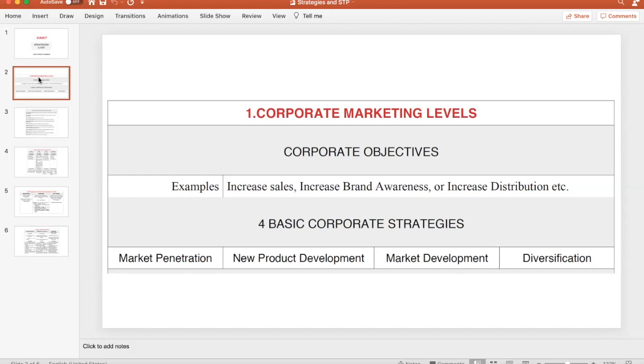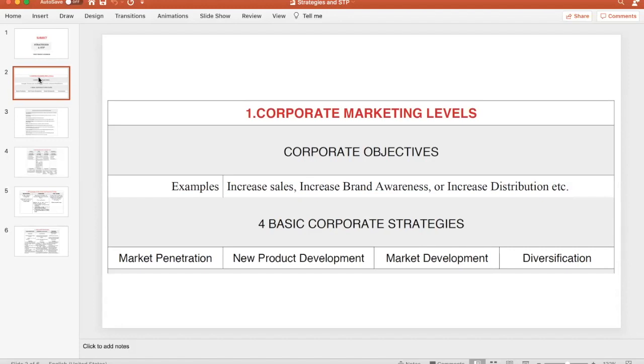The strategies also are divided in two types. There are strategies that are done and conducted for the entire company, and I call these the corporate strategies. And then you have sub-strategies, which are conducted for each one of the product mix: the product, the place, the promotion, and the price. So I will discuss these separately.